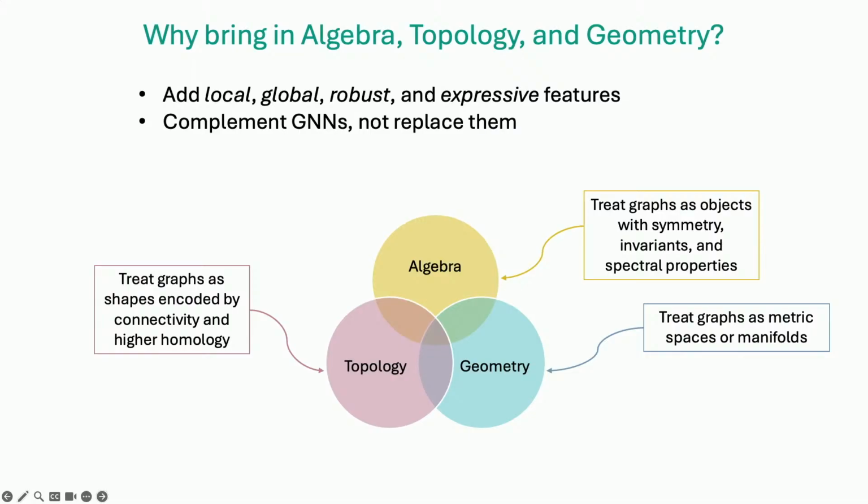Right? So why would you bring in algebra, topology, and geometry for this? These are kinds of mathematics where you can include local, global, robust, and expressive features. The idea is to complement your GNNs and make them more powerful depending on their purpose, not to replace them. Right? So we have a geometry lens. As I mentioned before, you want to treat the graph as if it's a metric space, right? So distances and shortest paths, for example, or you embed nodes into a manifold and then study it using geometric tools, right?